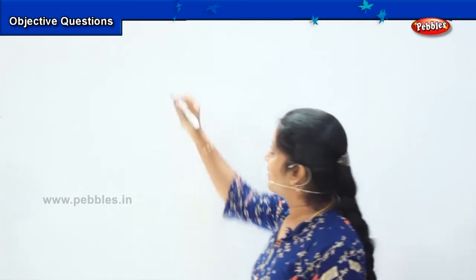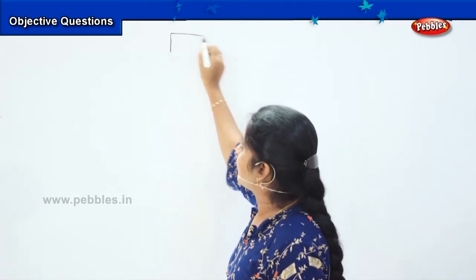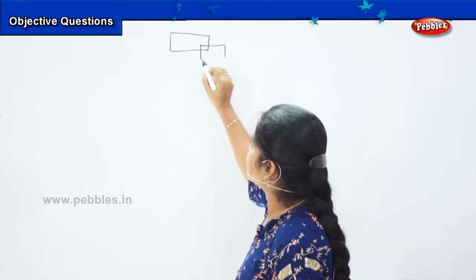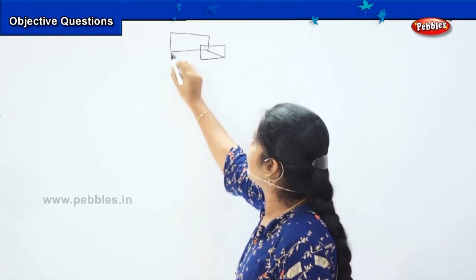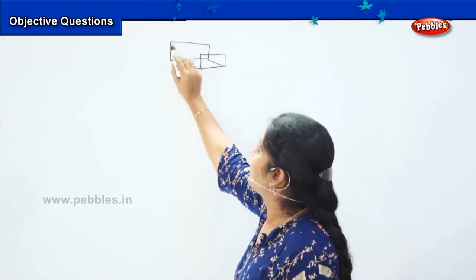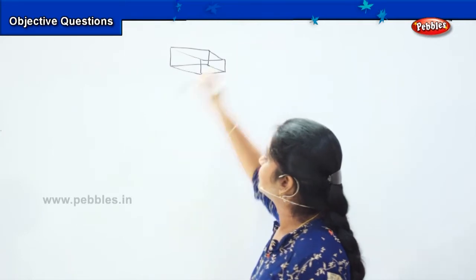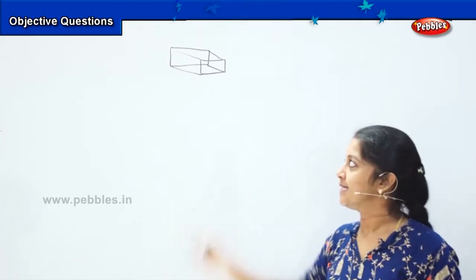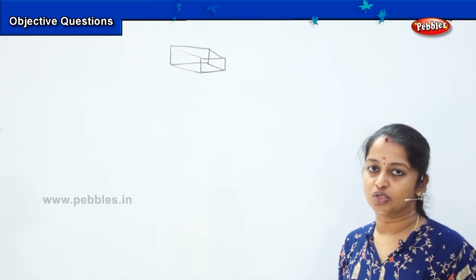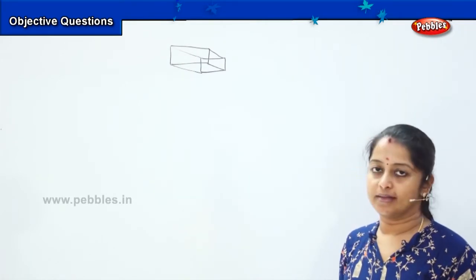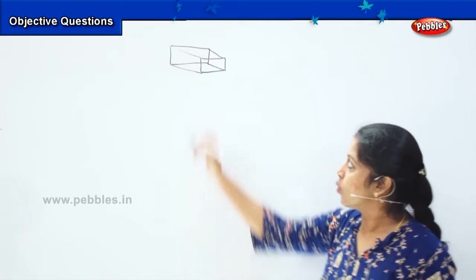Now, question number 11. See the picture which I am drawing here and you need to identify what this picture is all about. Before that, tell me, is it a 2D or a 3D picture? Yes, you are correct. It's a cuboid and it's a 3D picture. So, in a cuboid, how many faces are there? What are the faces here?